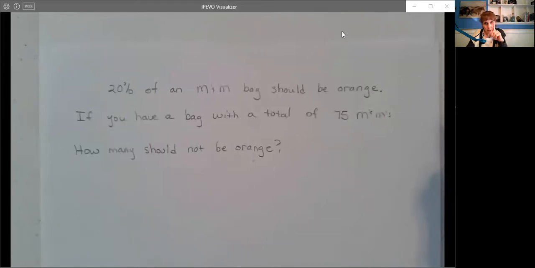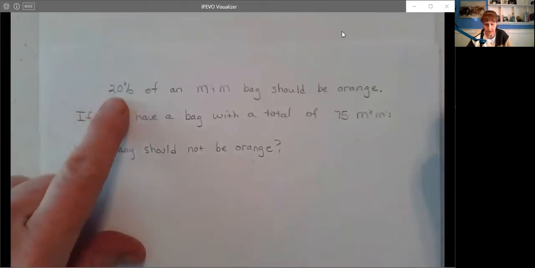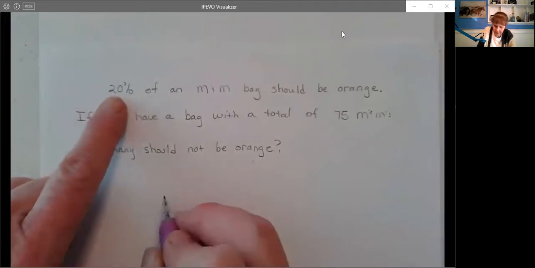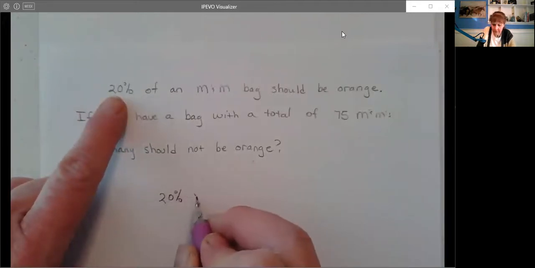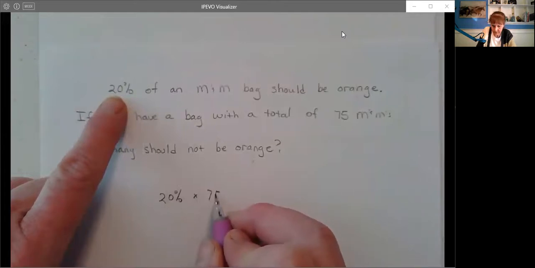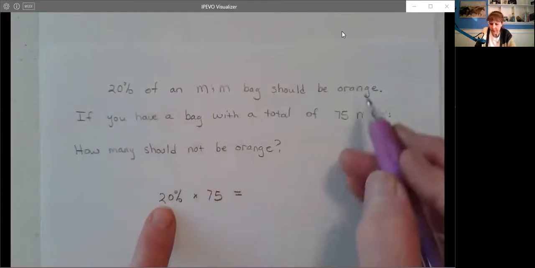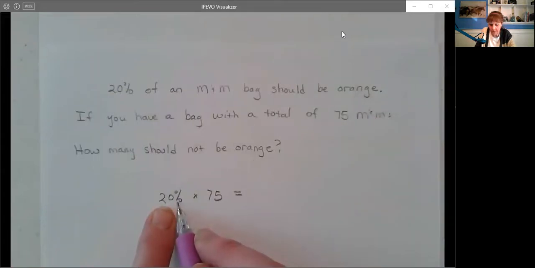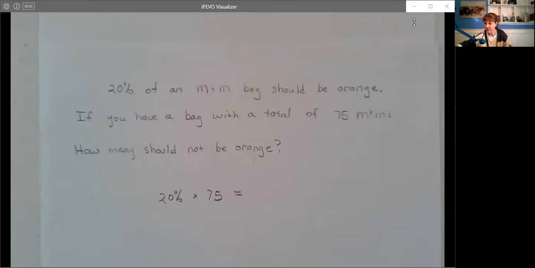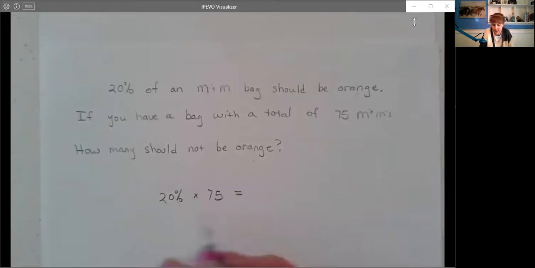What I want you to do is make sure that you read this carefully, because if you take the 20% of the total, this is 20% orange. So when you take 20% times the total, this answer is going to be how many orange you have when you multiply those together. Just one moment. Okay, so here, when you take the 20%, I encourage you to use your calculator with all the rest of these sections. If nothing else, it saves time.